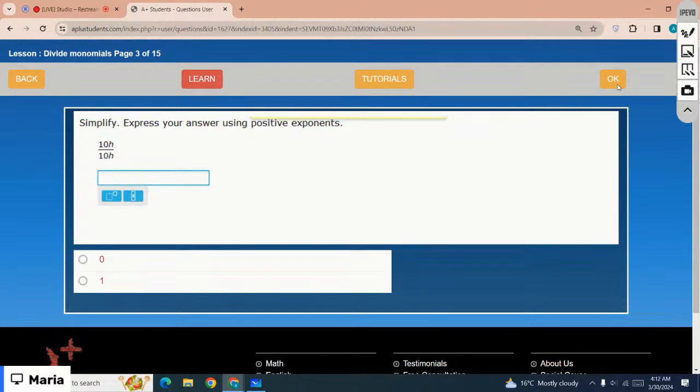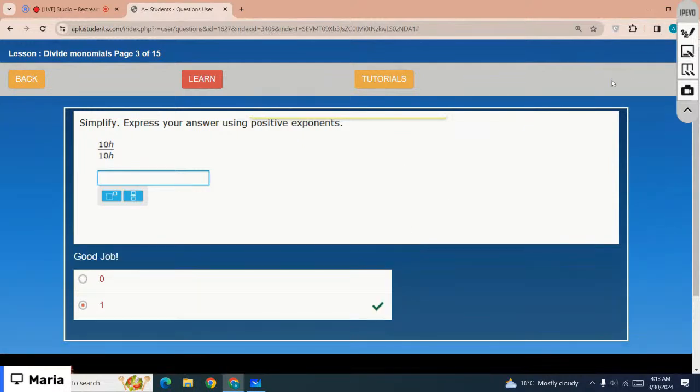Simplify 10h divided by 10h. So which is the correct option? The correct option is 1, right? 10h divided by 10h is 1. Option number 2 is the correct option.